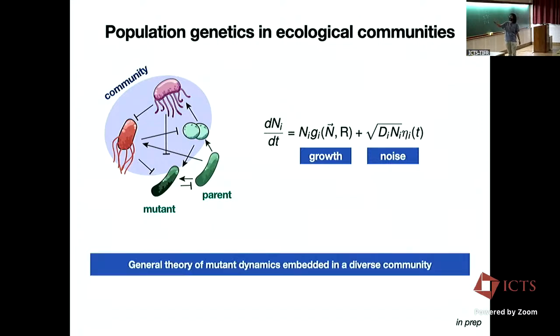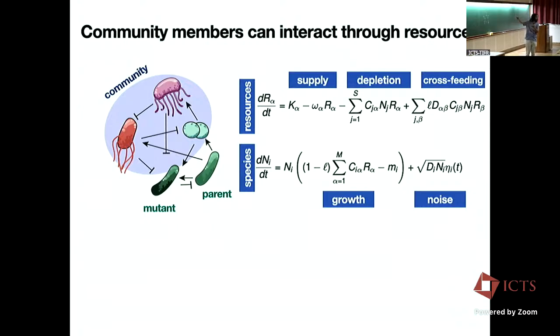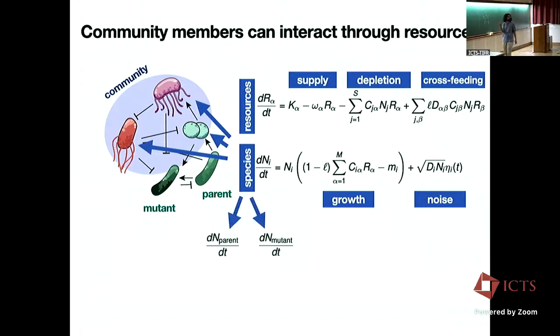And so what we're trying to do is to come up with a general theory of describing the dynamics of this mutant when it's embedded in a diverse community. And when I say general theory, what I mean is that this G sub i can be your favorite ecological model. My favorite ecological model, as I laid out, is this one. It's the same one with cross-feeding that I was talking about before. So you can have community members interact through resources. You have different resources that are present. You have different species, and these are exactly the species that are present in the community. But these are not the only species present in these dynamics. There are two special species: the parent and the mutant, for which you also write dynamics the same way. I haven't written them down for lack of space.